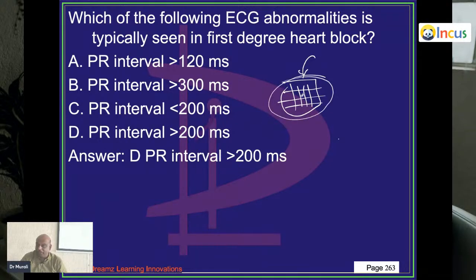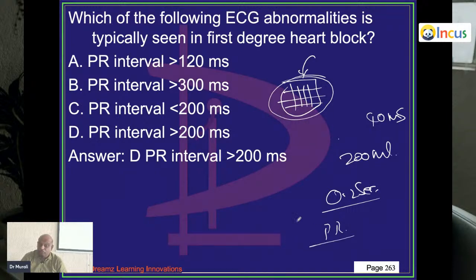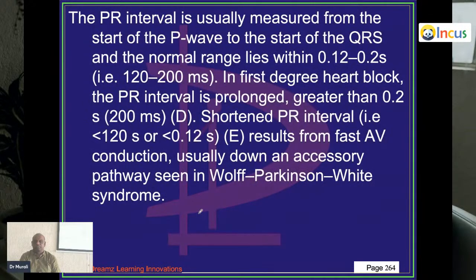5 small dabbalu is equal to 5 small boxes. Each small box is equal to 40 milliseconds. 5 small boxes is equal to 200 milliseconds. Otherwise, 0.2 seconds is the normal PR interval; it is prolonged if it is more than 200 milliseconds. Normally, it is 0.12, 3 small boxes. So the start of the P wave to the start of the QRS, you call it the PR interval.